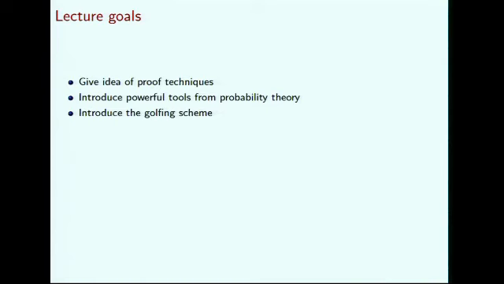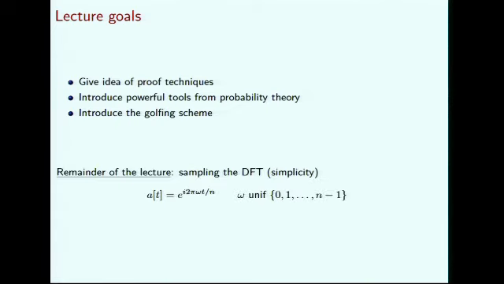The goals of this lecture are to give you an idea of the proof techniques, to introduce powerful tools from probability theory, and to introduce the golfing scheme, which I like a lot. As I said, let's just assume from now on that the measurements are obtained by essentially taking the discrete Fourier transform, sampling a few of its rows independently at random, and getting to see a few of its Fourier coefficients. So we have a sparse signal of which we see a few Fourier coefficients.